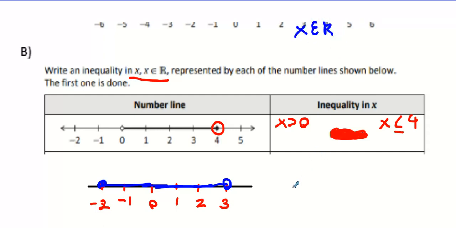Okay, next thing. How do I write this? Anything bigger than what number? Anything bigger than -2. Is it bigger than -2, or is it bigger than or equal to -2? Why is it bigger than or equal?